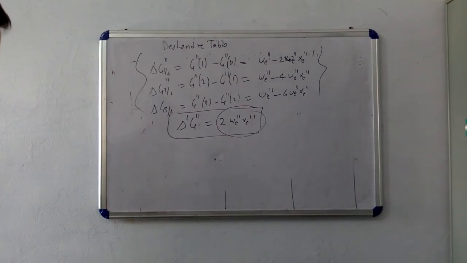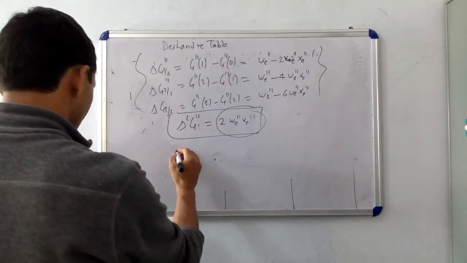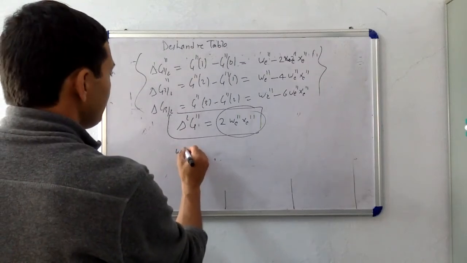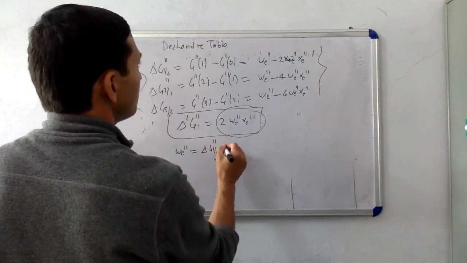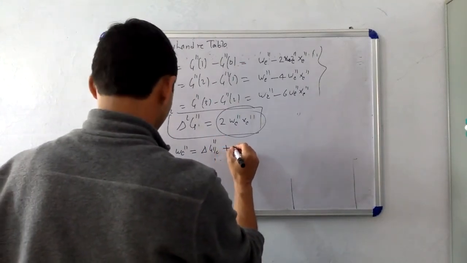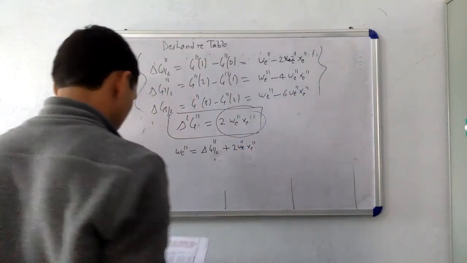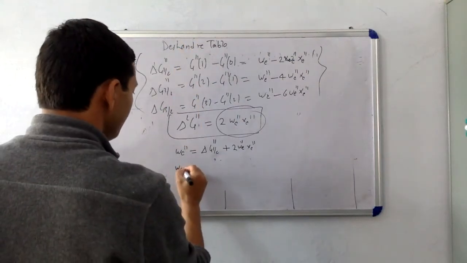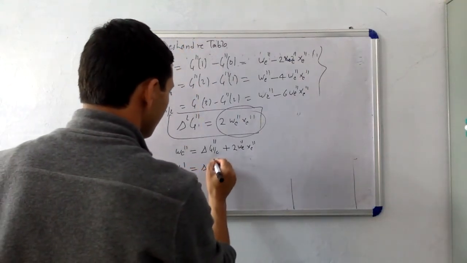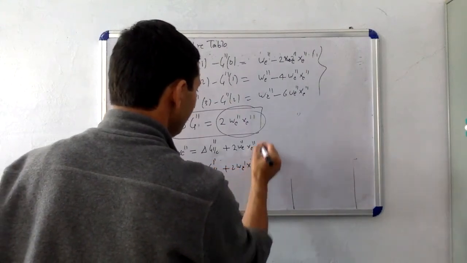Now, from the vibrational equations of each electronic state, we can write from this relation that ω_e'' is equal to ΔG(1/2)'' plus 2ω_e''x_e''. Similarly, from the previous relation for the higher state, ω_e' is equal to ΔG(1/2)' plus 2ω_e'x_e'.